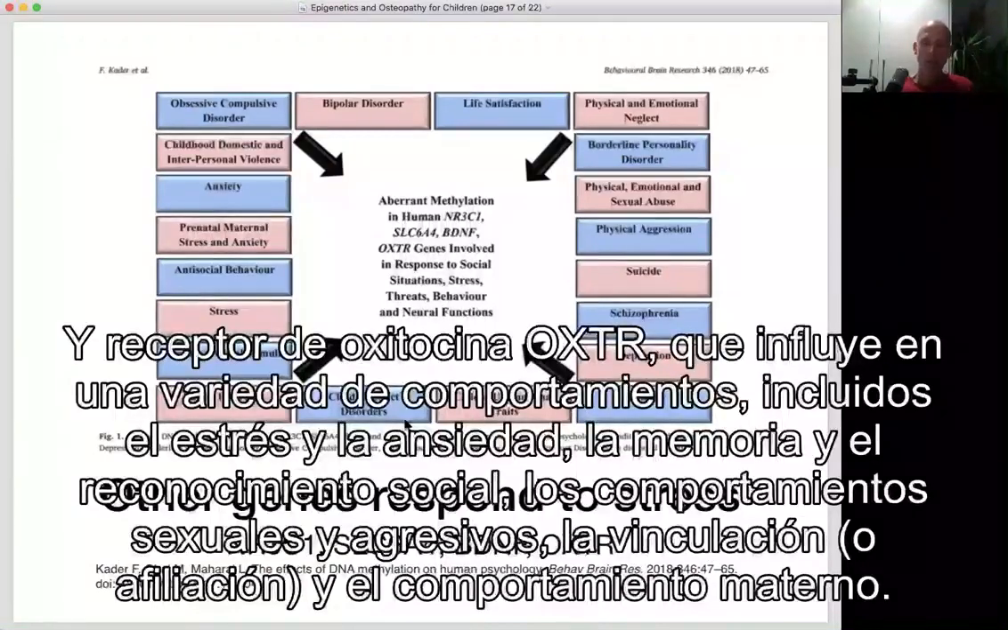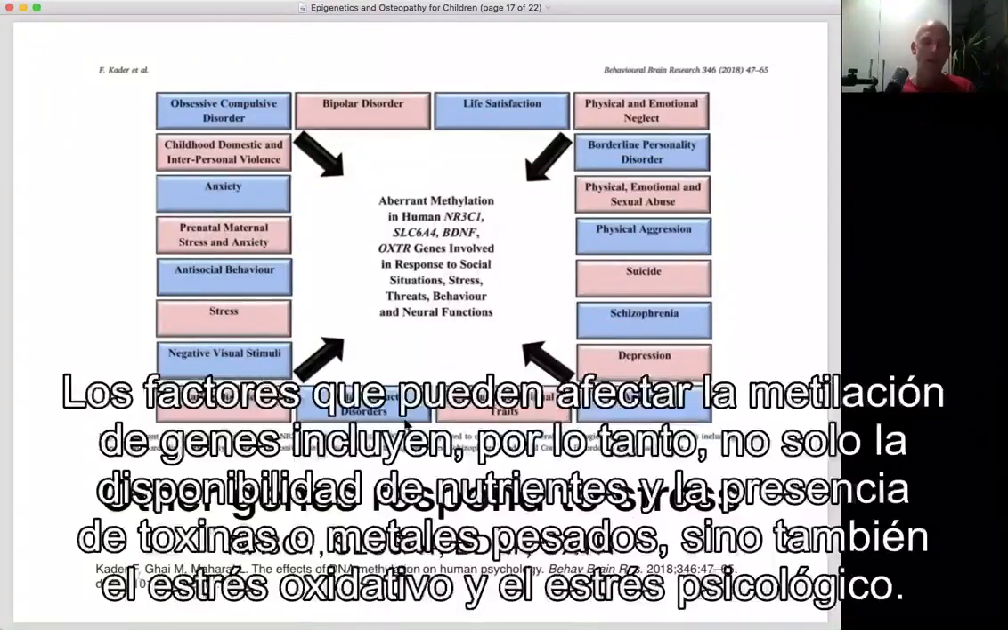which influences a variety of behaviors, including stress and anxiety, social memory and recognition, sexual and aggressive behaviors, bonding or affiliation, and maternal behavior. Factors that can affect gene methylation therefore include not only the availability of nutrients and presence of toxins or heavy metals, but also oxidative stress and psychological stress.